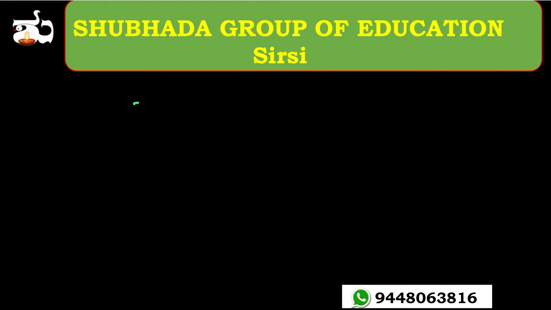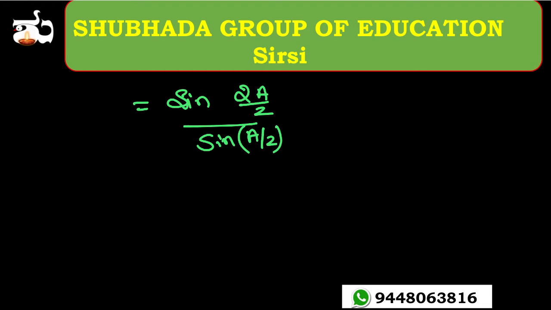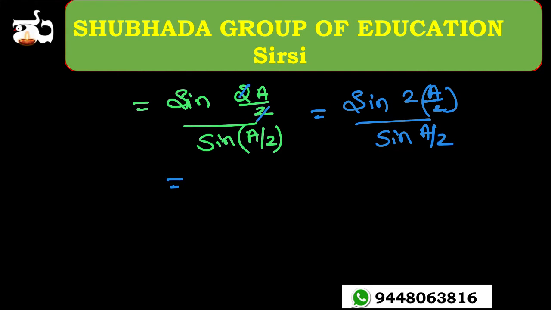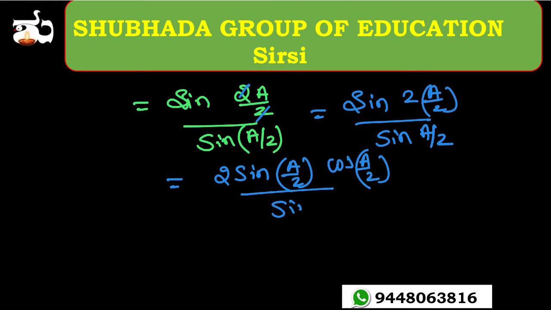This is equal to sine of 2 times A by 2, divided by sine A by 2. Do not cancel this 2 and 2 here, because we have to explore it. Otherwise the problem will be difficult for simplification. So I will get sine 2 times A by 2 divided by sine A by 2, which is equal to 2 sine A by 2 cos A by 2 divided by sine A by 2. Now sine A by 2 cancels. What are we left with? 2 times cos A by 2.